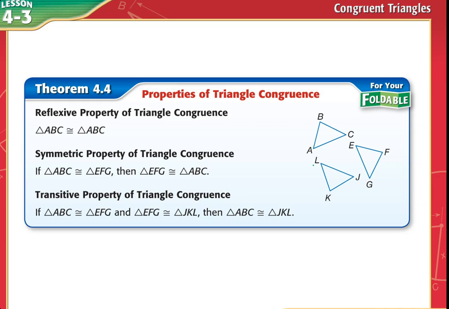And then we have the transitive property. So if two things are equal, we can transfer that to a third. So if triangle ABC is congruent to EFG and EFG is congruent to JKL, then we can conclude that triangle ABC, which is the first one, is congruent to the last one because we have two things being congruent to the same thing. So triangle ABC congruent to EFG and EFG being congruent to JKL makes ABC congruent to JKL.